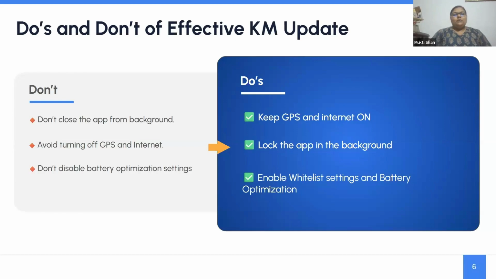You don't need to close the app from the background, or turn off the GPS and internet. Also, don't disable the battery optimization settings. For an effective kilometer update, you need to keep the GPS and internet on, lock the application in the background, and enable the whitelist settings and battery optimization. With the help of these general instructions, you will use the Lystloc app in a more effective way, and you will find the kilometer updates also in a proper way.